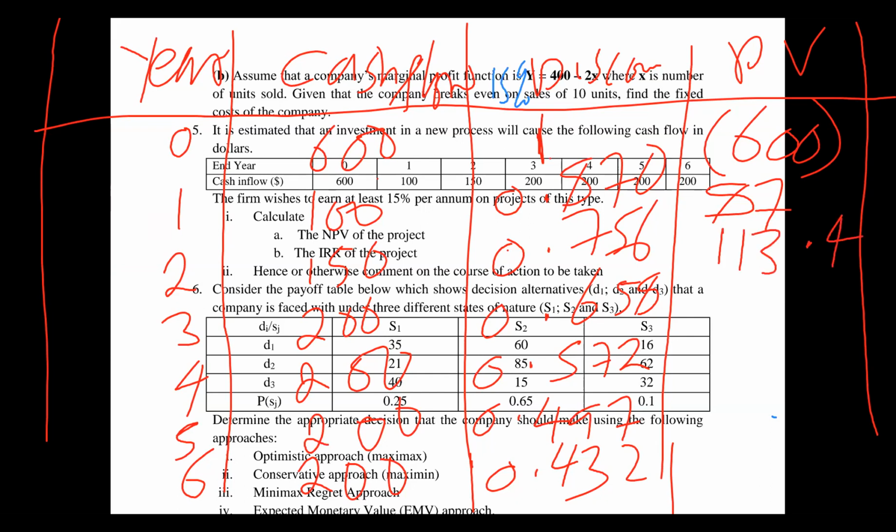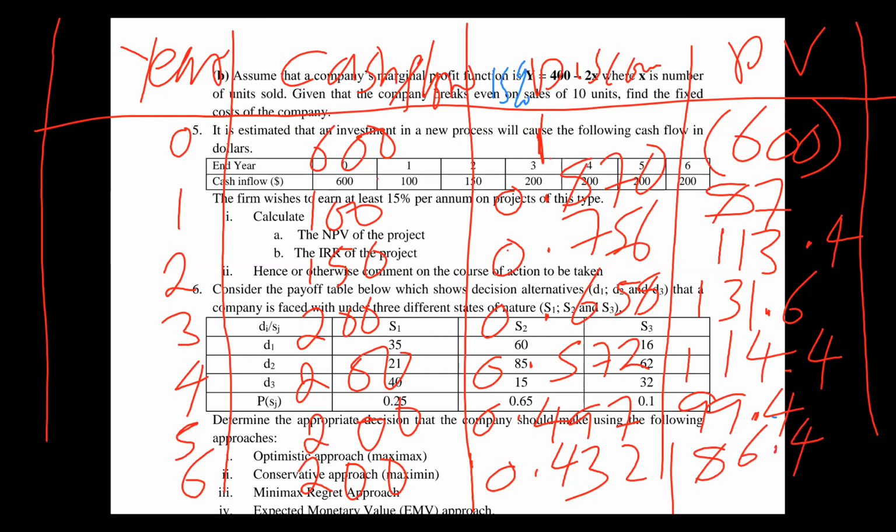113.4, 131.6, 114, 110.4, and the 99.4 and 86.4. These are the figures that I find. So from there, this is what to do.